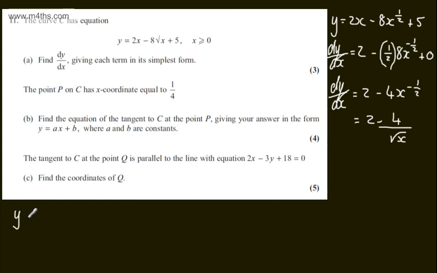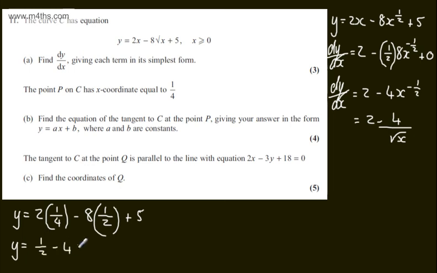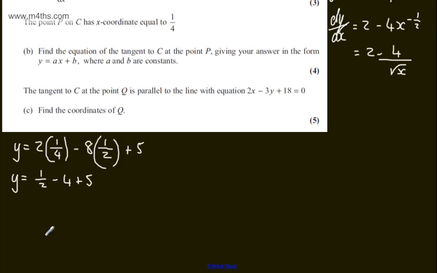So if we first start with the y coordinate, y will be equal to 2 lots of 1/4. Then we're going to have minus 8 lots of the square root now of 1/4. The square root of 1/4 is going to give me 1/2. Then we're going to have plus 5. So we'll have y is equal to 1/2 minus 4 plus 5. This is going to give me that y is equal to 3/2. So we now have a point that it goes through, and that is P. P has the coordinates 1/4, 3/2.